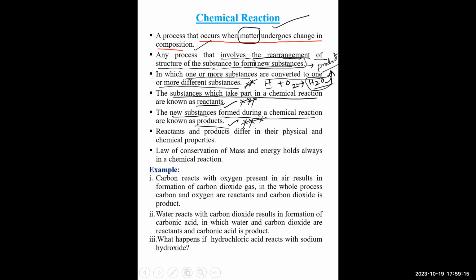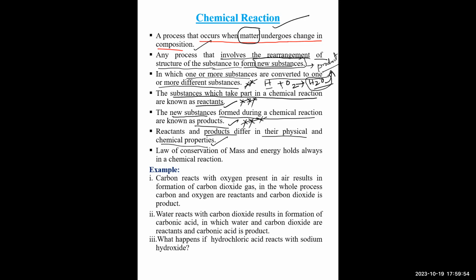The next one: reactants and products differ in their physical and chemical properties. It depends upon different kinds of things. Here we have taken hydrogen and oxygen. Here we have two atoms of hydrogen, and the product side has two atoms of hydrogen and only one atom of oxygen, whereas on the reactant side, the oxygen has two atoms. So this is what we are talking about here. The reactants and products differ in their physical and also chemical properties.